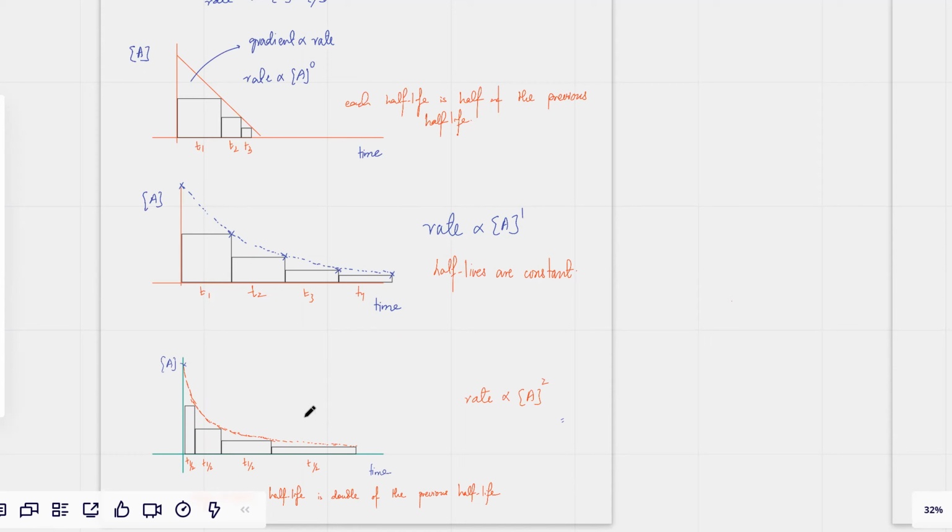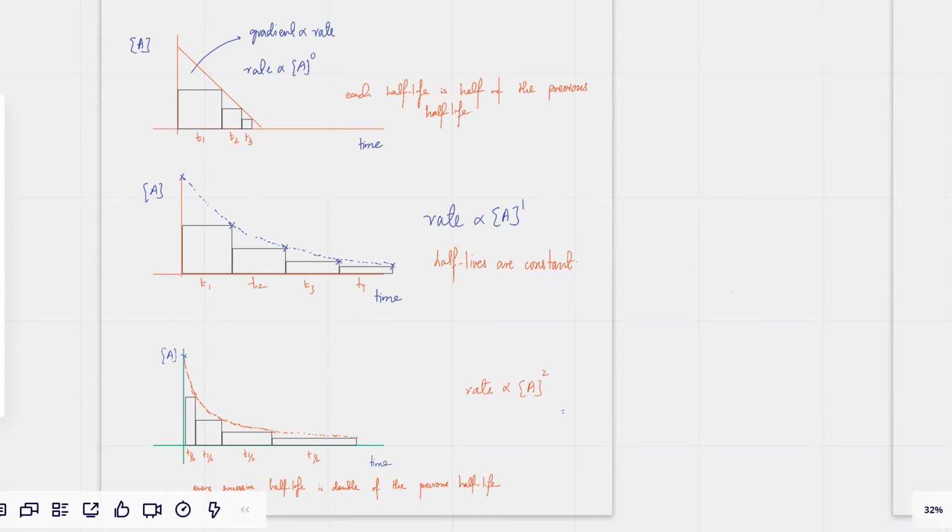But over here, the gradient changes a lot. As A's concentration decreases, the rate of the reaction, or the time required, keeps on stretching. It takes longer and longer. The reaction slows down by a lot. So you're going to look out for these three graphs.